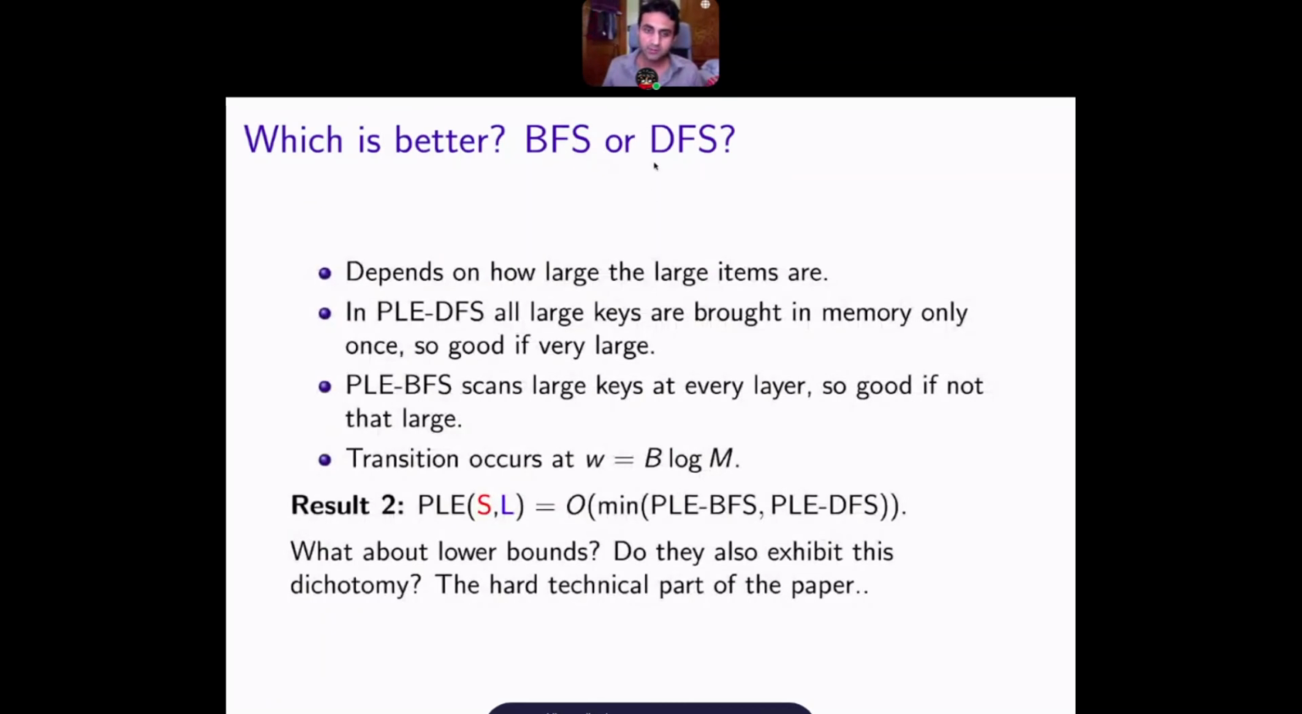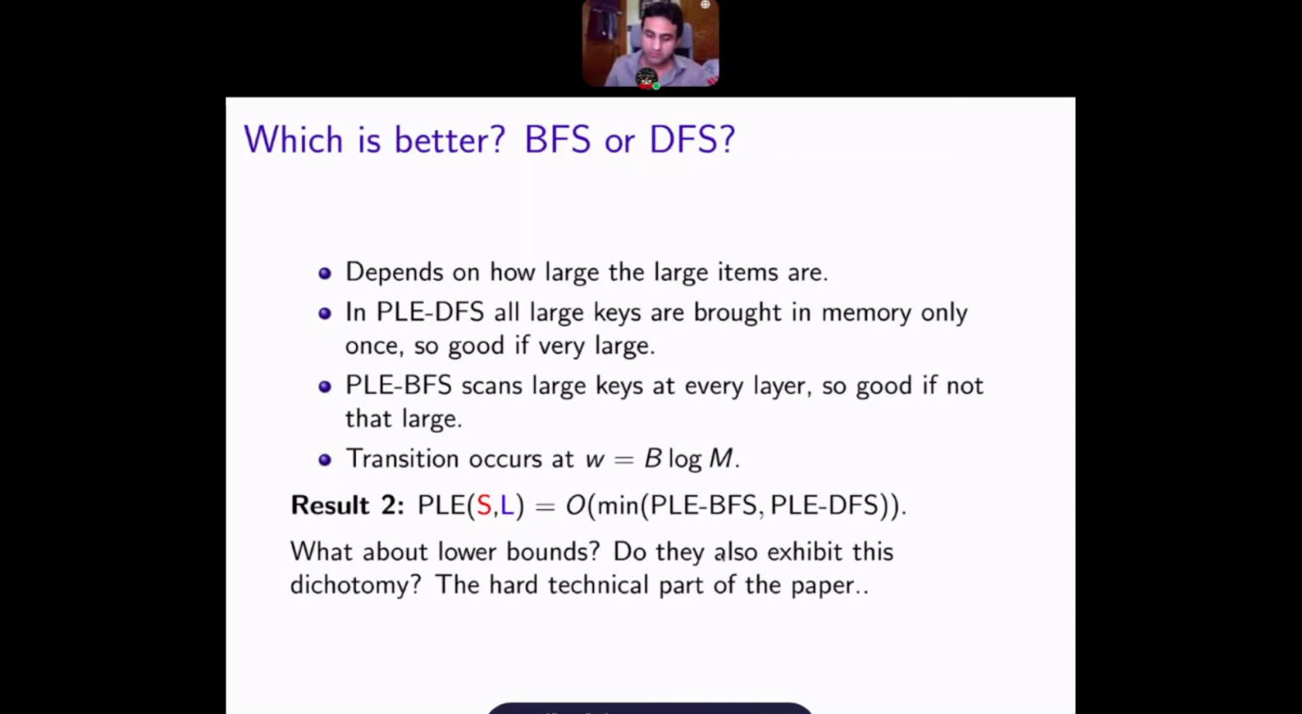And which is better? I mentioned that the first algorithm is better when the large elements are very large, because they're only brought in memory once. And BFS is better if they're not that large. There's a value of how large they are at which this transition occurs. And so we have an algorithm whose complexity is the minimum of these two, so we have an upper bound. Now this is a weird upper bound, the minimum of two terms.